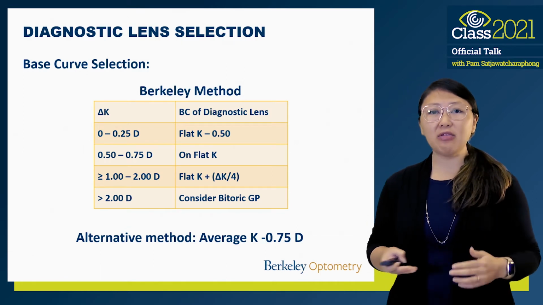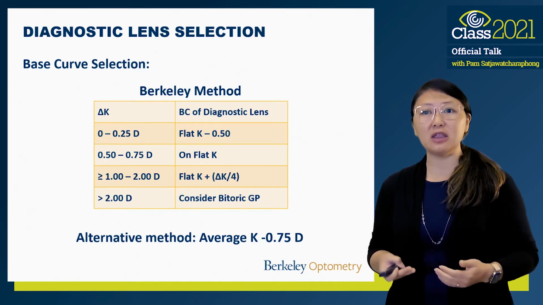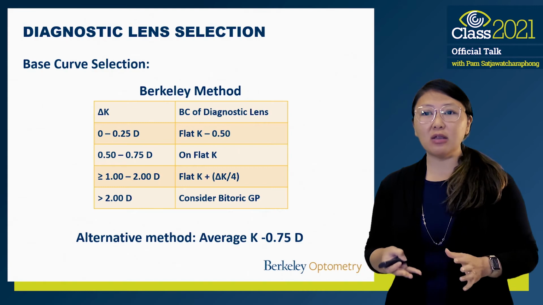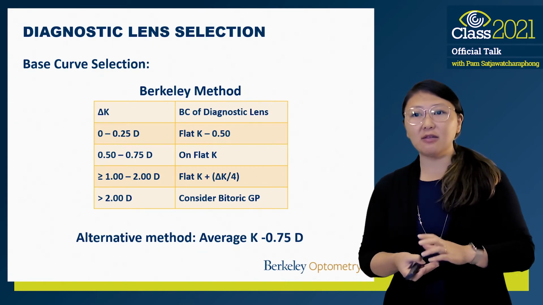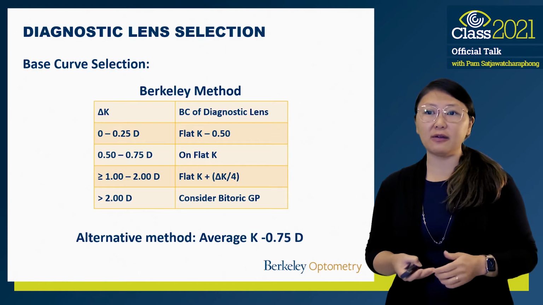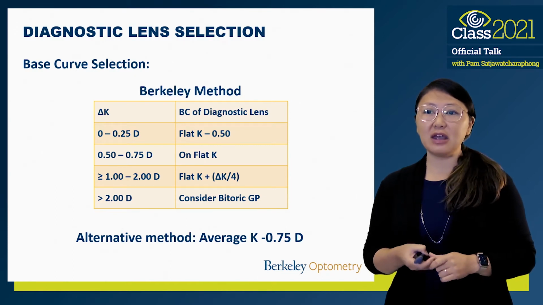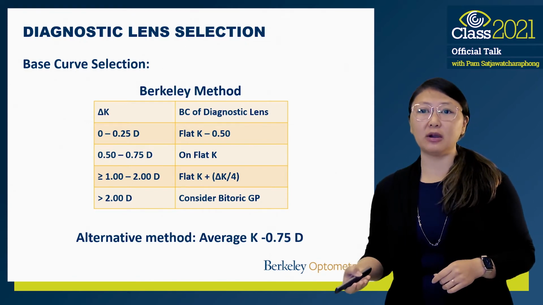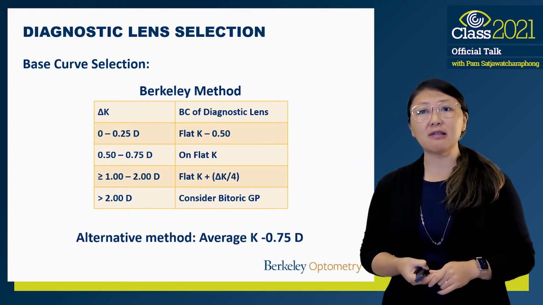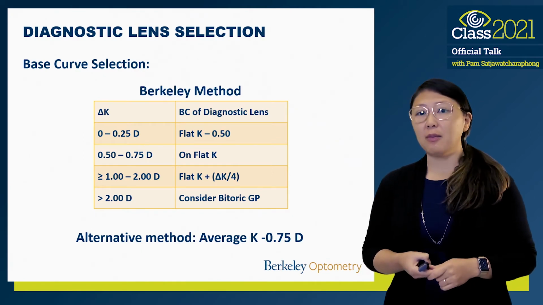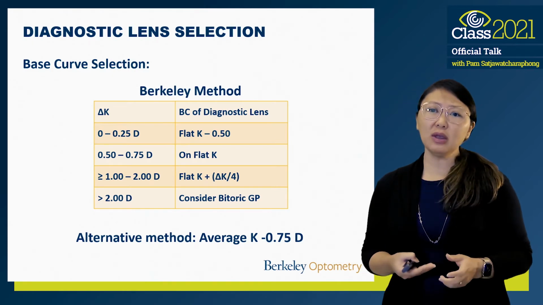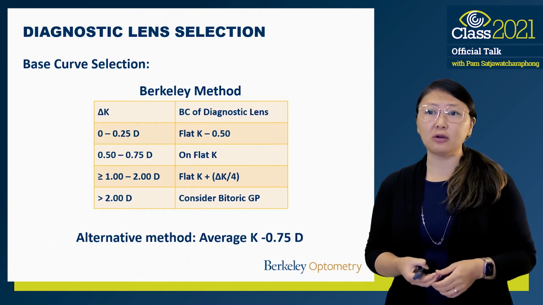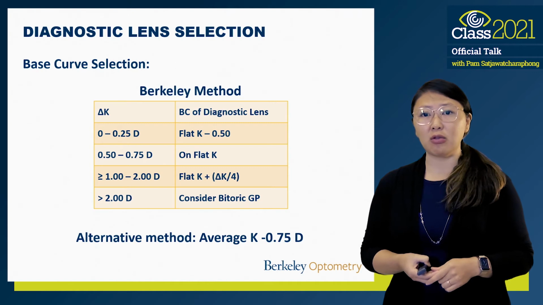As we get steeper, we have to balance between the 2 meridians being fairly different from each other, as we get more toric. So if your toricity is between 1 and 2 diopters, then you need to find a balance between those 2 meridians to achieve a better fit. So in this case, our calculation is you take flat K and then you add delta K over 4, effectively going a little bit steeper. That way we're not having too much edge lift on that steep meridian, which could potentially cause the patient some discomfort. Once you get to above 2 diopters, you may find that you have a difficult time fitting that lens with a spherical modality, and you may need to consider a bitoric GP.